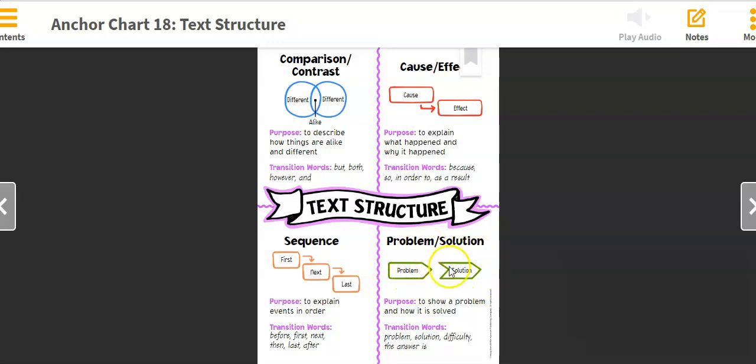Well, what is the problem and how are we going to solve it, right, kiddos? So, to show a problem and how it is solved, transition words will be problem, solution, difficulty, the answer is. There may be others too, but those will be some of the ones that you see most commonly.